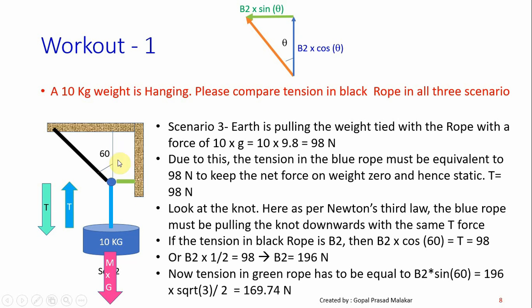If in fact all the three wires are of the same quality, then in fact the black one should break first, because if you think of, the black one has the maximum tension. It has 196, the green one has 169, and the blue one has 98. So if all the three ropes are of the same quality, then obviously here there is maximum tension. I hope it made sense and you are able to understand me.